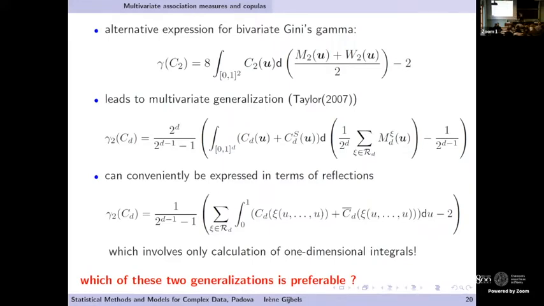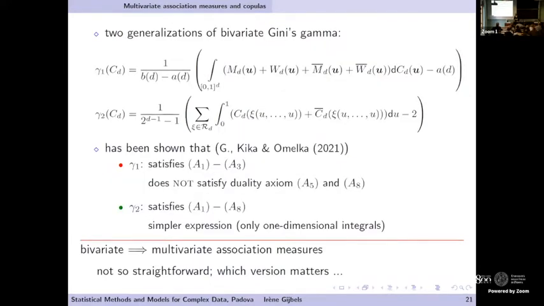So that's one thing, but then still remains the question, what about these two multivariate generalizations of Gini's gamma? Which one of the two is satisfying my wish list? And there again, something very surprising came out of it, because the first generalization actually only satisfies the first three properties, does not satisfy this duality property, nor does it satisfy this AA property. We do have counterexamples for that. Whereas the second one, which is also the simpler one, actually satisfies all of them.